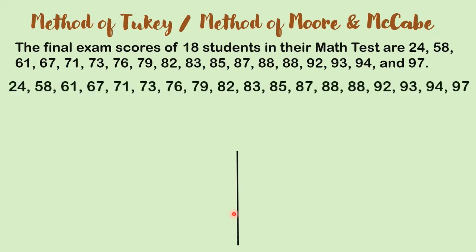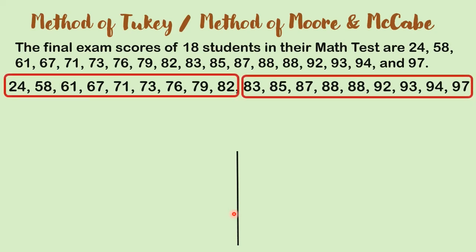Tingnan nyo to. So, isusulat ko lang ulit yung ating data. Okay? Anong gagawin? We're going to cut it into 2 equal parts. We have 18 values here. So, we can divide it into 2 without remainder. Right? Ganyan. Okay? Nasaan yung gitnang value nila? Ayun. Okay? So, again, kapag walang tinamaan na value, okay, so we get the average of these two values here. So we do like 82 plus 83 divided by 2, we get 82.5. Okay, so this is our Q sub 2.